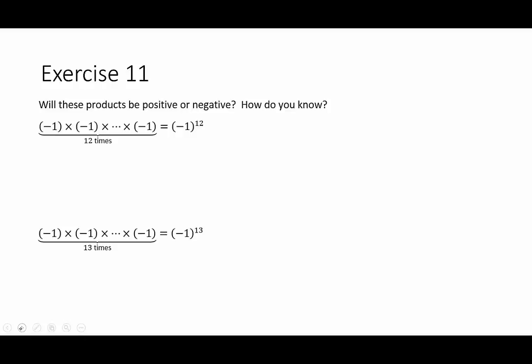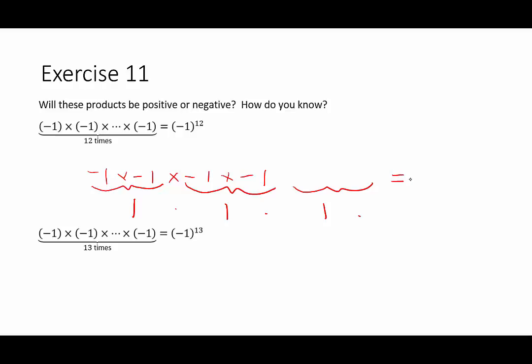This says, will these products be positive or negative? How do you know? Well, if I have negative 1 12 times, that's a negative 1 times a negative 1 times a negative 1. Well, I know that these two negative ones are going to make a positive 1. And the next set, because a negative times a negative is a positive, it's going to be another 1. If I do it for every 2, I'm going to have 6 sets of these that become positive. So these are all going to be positive numbers. So 1, 1, 1, 1, and 1. It's still going to equal 1, but it's going to be a positive 1 because we've gone 12 times.